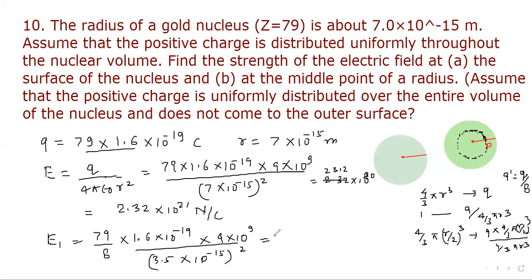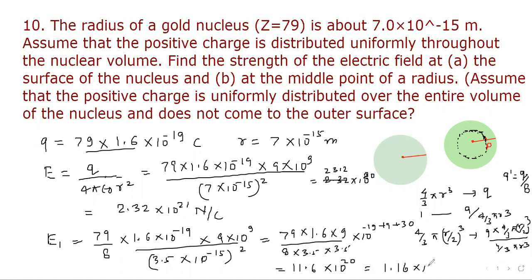So the value that we get on simplification is 79 times 1.6 times 9 divided by, from here it will become 8 times 3.5 into 3.5, into 10 to the power, it will become minus 19 plus 9 plus 30. So on simplification, we will get 11.6 into 10 to the power 20, or 1.16 into 10 to the power 21 Newton per coulomb, which is our answer.